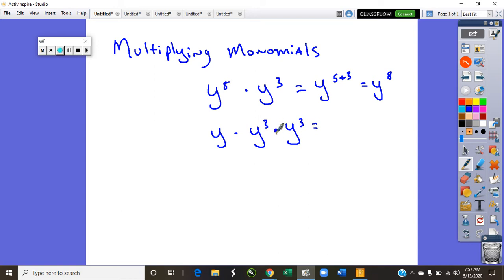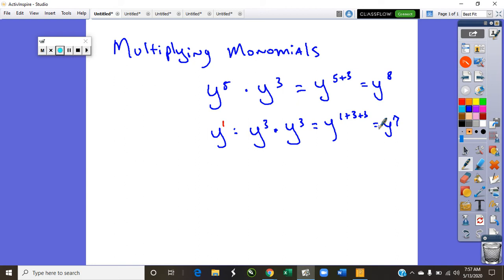Also, keep in mind, if you have an exponent that has no power written, it's not a zero. What is its power if it's not there? The one. So you can actually write those in if you'd like to. So this would be y times y times y, so it's y, and then 1 plus 3, which would equal y to the 7.